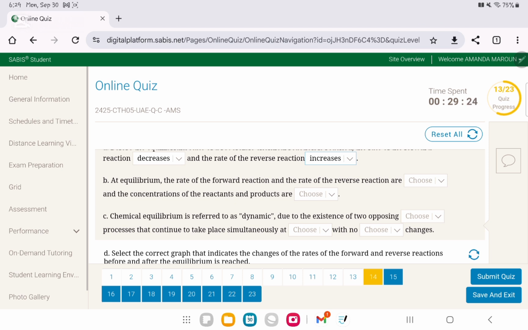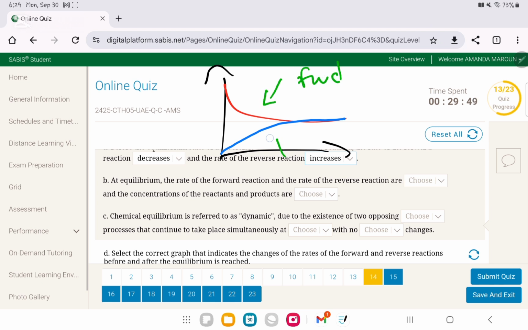So now what happens? This is the same graph, okay? And we reached equilibrium. So this is the forward, and this is the backward. Let me do it better. Okay, here we go. So this is the forward, and this is the backward, or the reverse, however you like to name it.